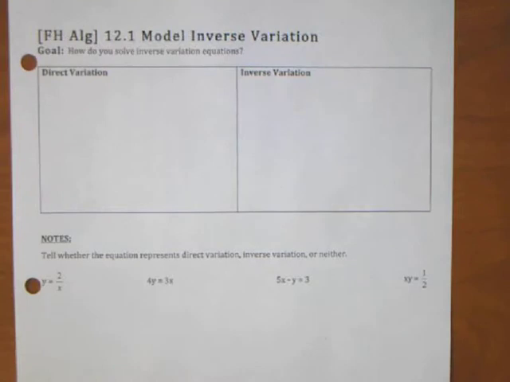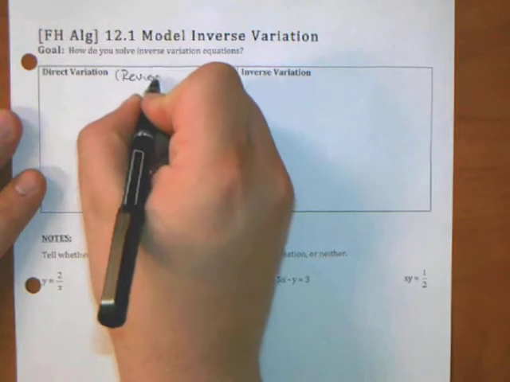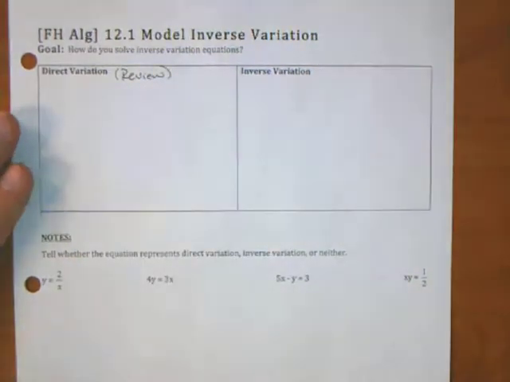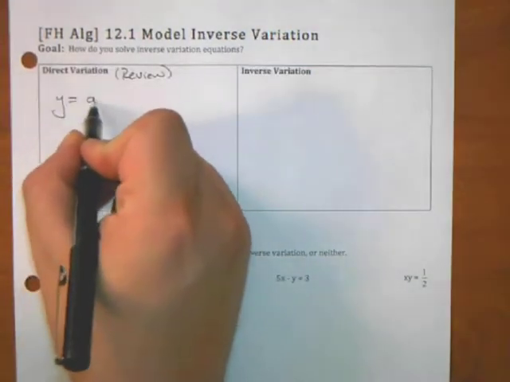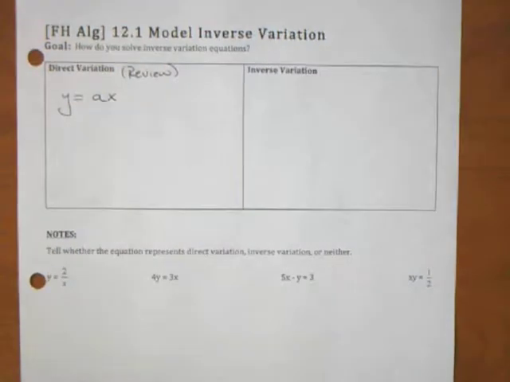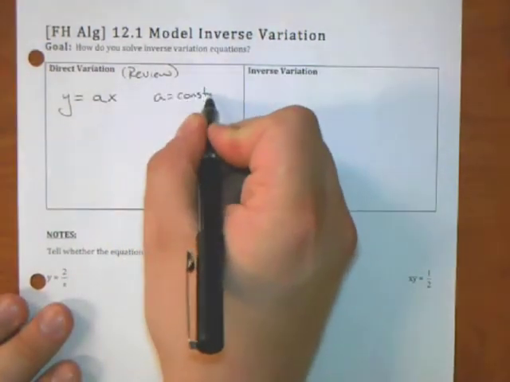Today we're going to compare and contrast two special kinds of equations. The first one's a review. It's called a direct variation. You may remember direct variation from way back in September or October, in the first trimester, early on in this course. And direct variation had the following format. They were in this form.